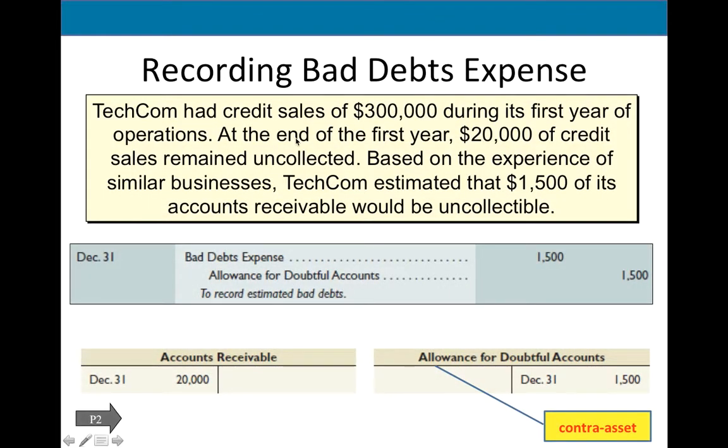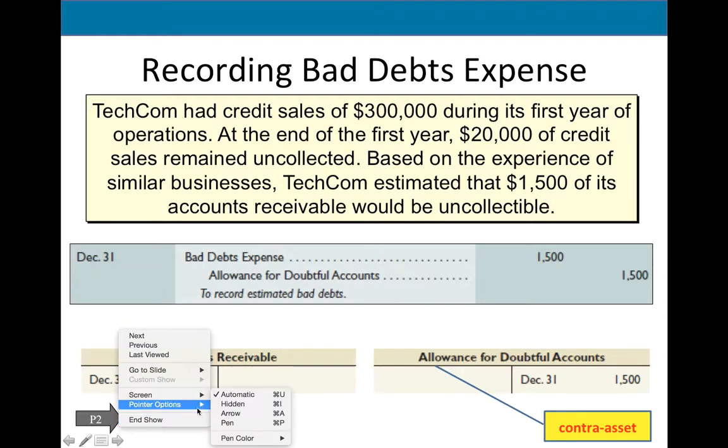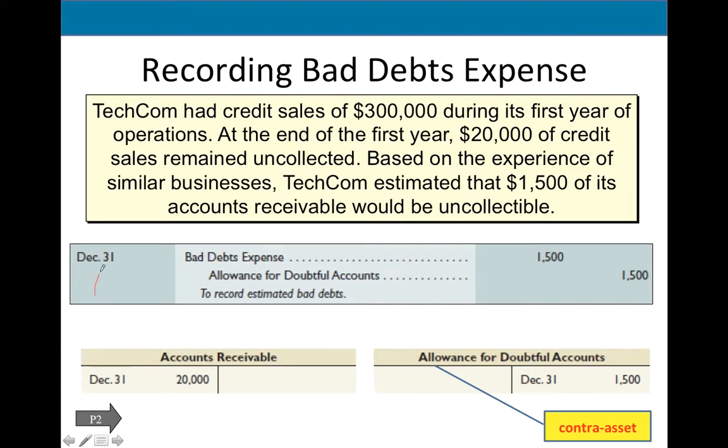So here is an example. We have credit sales of $300,000. At the end of the first year, $20,000 of credit sales remains uncollected. Based on the experience of similar businesses, we estimate that out of this $20,000, $1,500 will not be collected. Guys, usually you will be given a percentage, but here they give you the amount, and we have to make an adjustment. This is an adjusting journal entry. It's all about this adjusting journal entry.